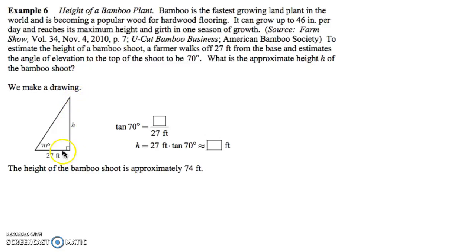So we made a drawing of what the farmer is doing. Because I know opposite over adjacent and I have a specific degree, I can use tangent. So tangent of 70 degrees is equal to our opposite height over 27 feet. Multiplying each side by 27 feet, I see that the height of the bamboo shoot is approximately 74 feet.